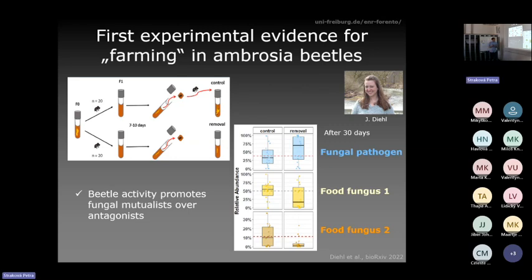We don't know yet. Is it just the feeding on these fungi, like in cows that are grazing on the pastures, that by just feeding, they are selecting a certain community? This could be the case, or do they really propagate certain antibiotic bacteria or selective substances? We don't know yet.